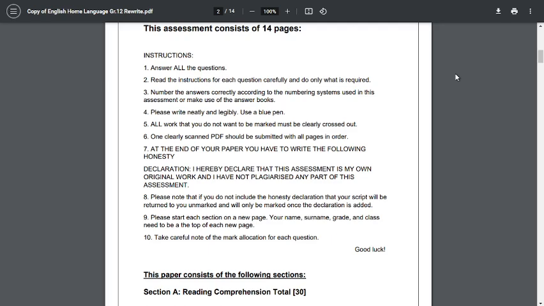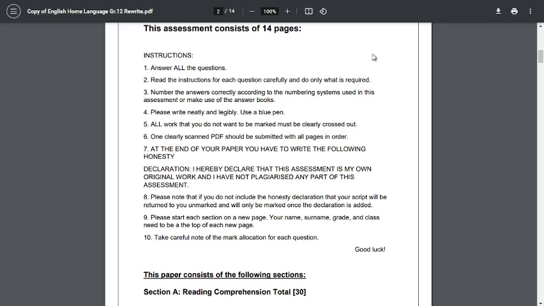That's just for us. Again, when you write your paper, you have to write the following honesty declaration. I hereby declare that this assessment is my own original work and I have not plagiarized any part of this assessment. If you do not include the honesty declaration in your exams, your script will be returned to you unmarked and will only be marked once the declaration is added.